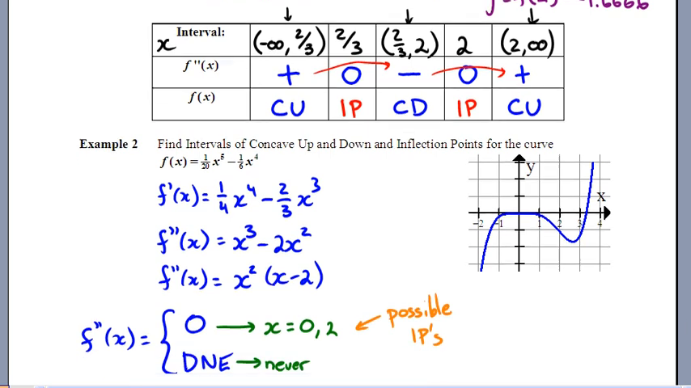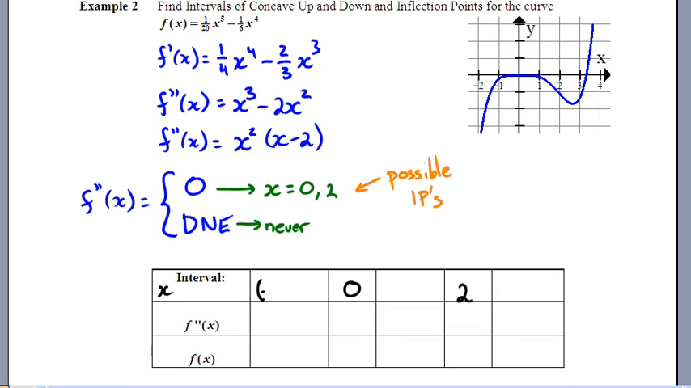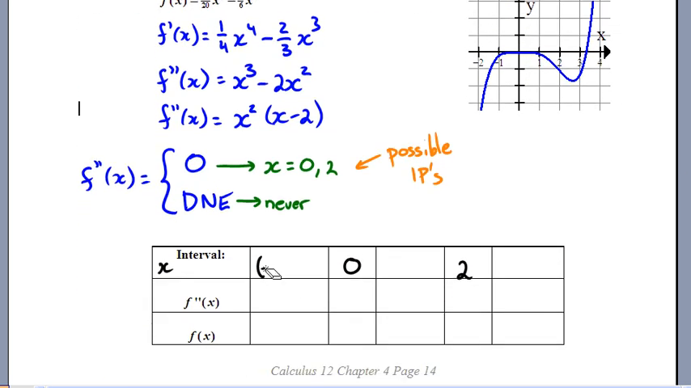Okay, clean this up a bit here. I've got all the numbers from minus infinity up until just before 0. All the numbers in between 0 and 2, and then all the numbers from 2 to infinity. And I know that my second derivative is 0 here and it's 0 there, but what's it doing on the other times?